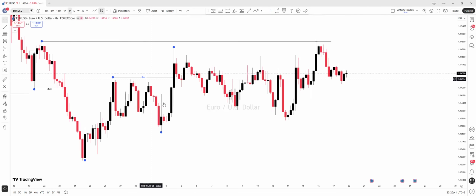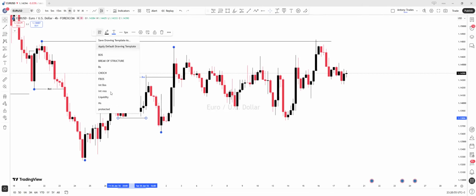So it means what? Although it seems to be internal on the 4-hour time frame, when you go to the 1-hour time frame, it becomes a swing structure with a very strong low here, because of course we see it sweeping liquidity here.